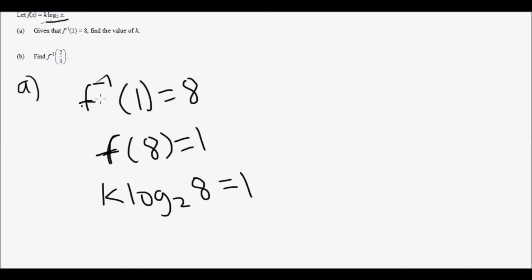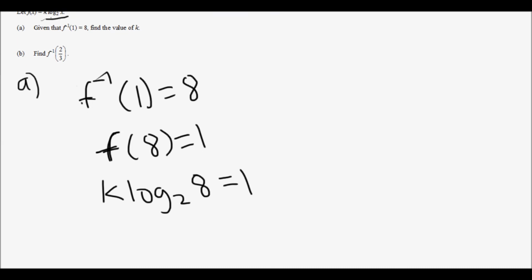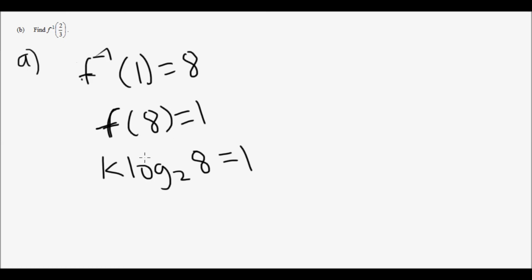So I knew f of x is k log 2x, but since it's f of 8, I'm going to input 8 into that x. So now that we have this, we're going to simplify and find out what k is, because the question is asking what is the value of k. So this expression, I feel, can be simplified much further so that it's just simple algebra. So on the side here, we will go ahead and do this.